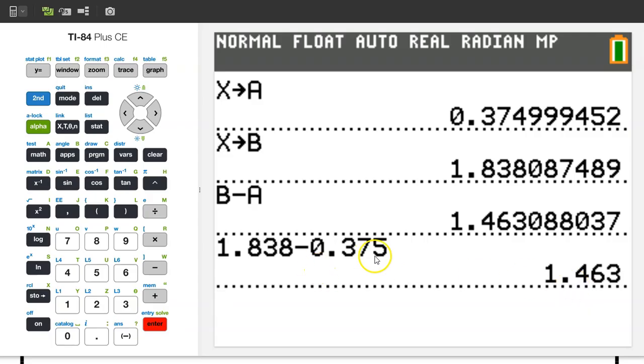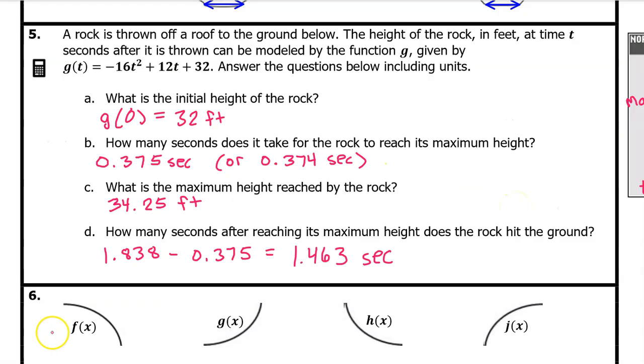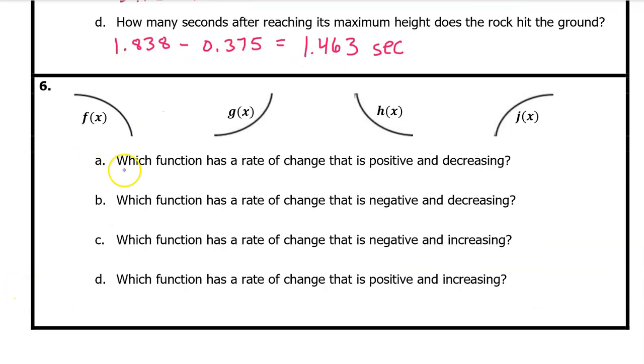Yes, in this particular case, using the rounded values gave us the same answer, but that will not always be the case, so I suggest storing your letters and using all of the decimals like I taught you. Don't forget the units. Number 6. Part A. Which function has a rate of change that is positive and decreasing?